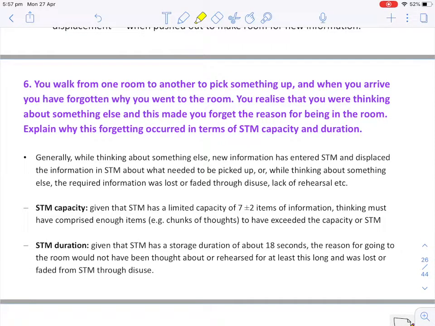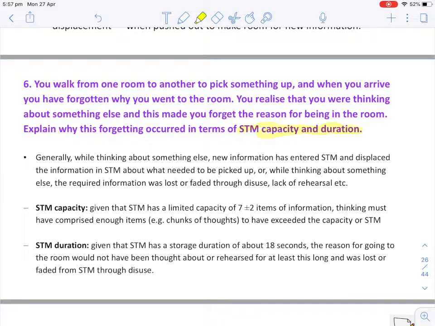So you walk from one room to another room and pick something up. When you arrive, you have forgotten why you went into the room. You realise you were thinking about something else, and this made you forget the reason for being in that room. Explain why this forgetting occurred in terms of short-term memory capacity and duration.